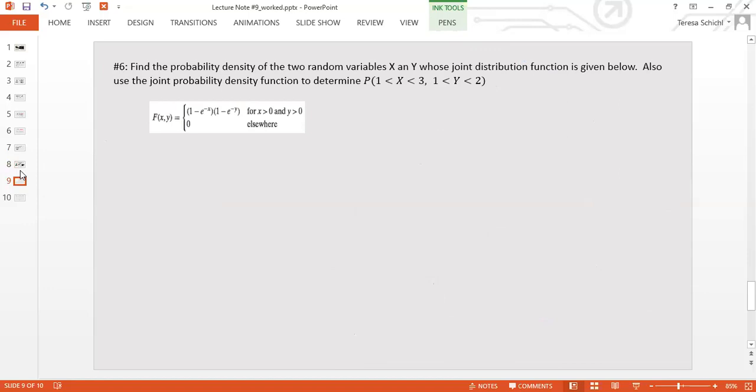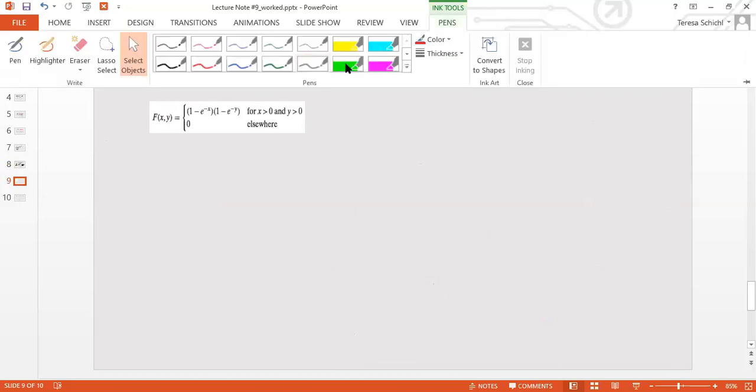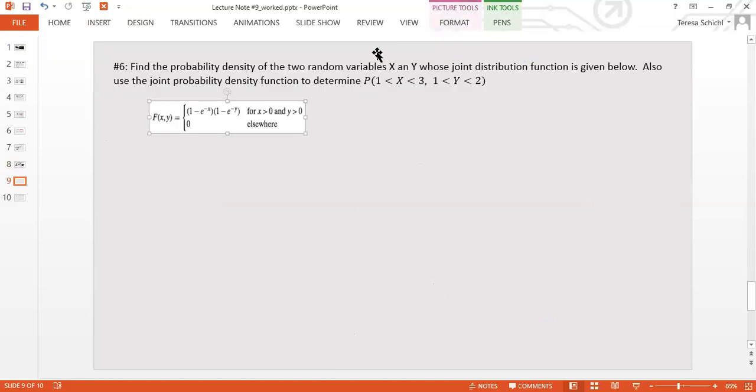Okay, so number 6 here. They say find the probability density function for x and y whose joint CDF is given below. Then use the probability density function to find the probabilities. Look here, this is a capital F. If this is a capital F, that means it's a CDF. So remember in one variable, the derivative of the CDF is equal to the PDF.